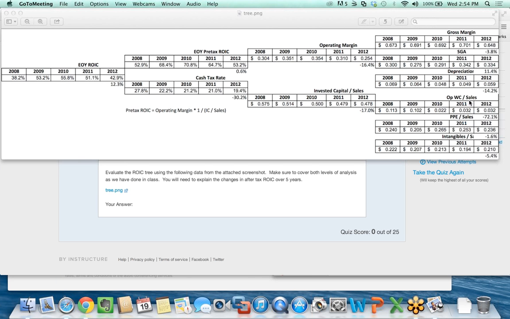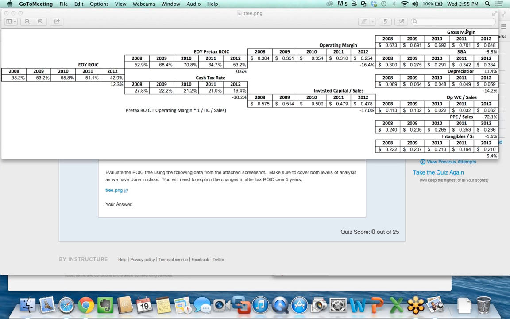In terms of working capital, why did they improve their working capital? Invested capital. They improved their working capital from spending 11 cents in 2008 to spending about 3 cents in 2012, a 72% drop in working capital. PP&E went from 24 cents to 23.6, a little bit of a drop in PP&E of a little under 2%. And intangibles went from 22 to 21, again, a drop of 5.4%. But if we want to look at the primary reason for the improvement in productivity, it was working capital.